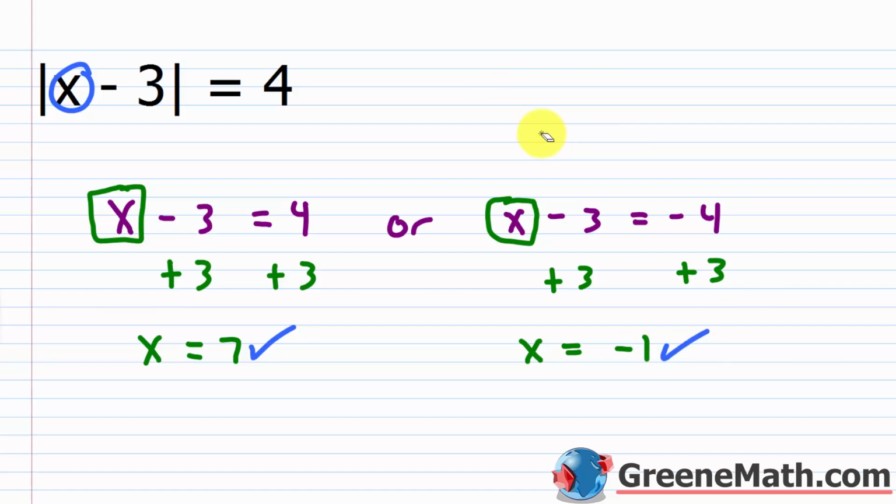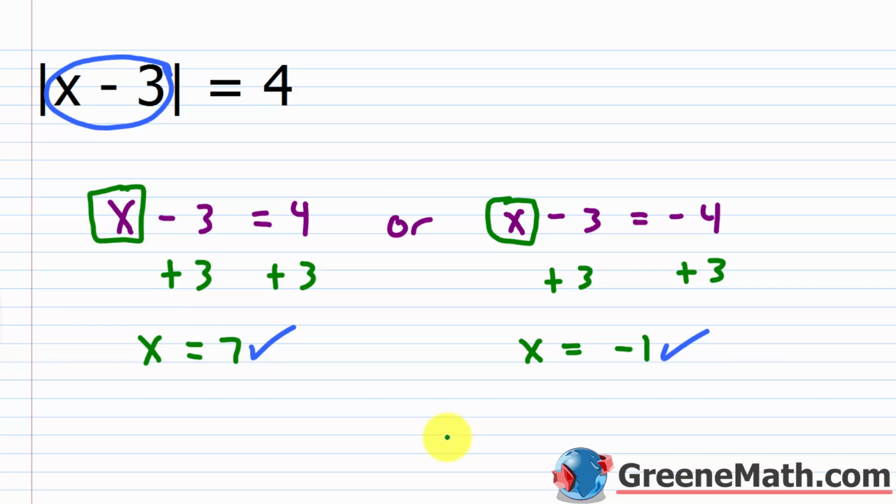So you can see how that ends up working, right? You take this expression right here, this guy, and you set it equal to this number, and then the negative of that number. You solve those two equations, you put it together with that keyword or, and then you're going to have your solution.